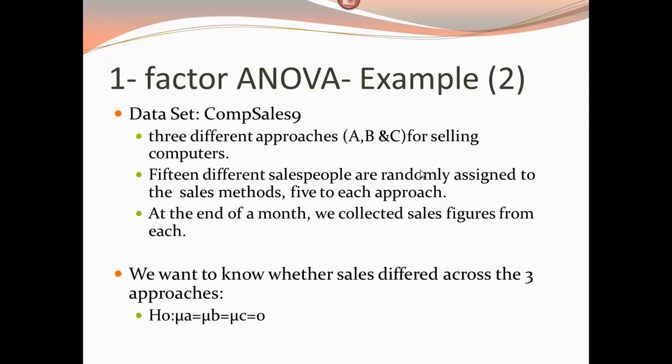Okay, so the data set used here is Comp Sales 9. It contains information about 3 different sales approaches for 15 different salespeople, and each sales approach was assigned to 5 salespeople. At the end of the month, they collected sales figures to figure out which sales approach was better. And you want to start off by testing, are all 3 approaches equal? Is there any statistically significant difference between them?